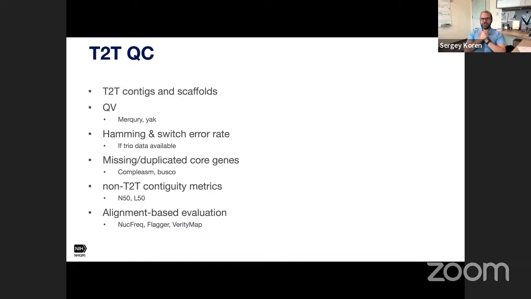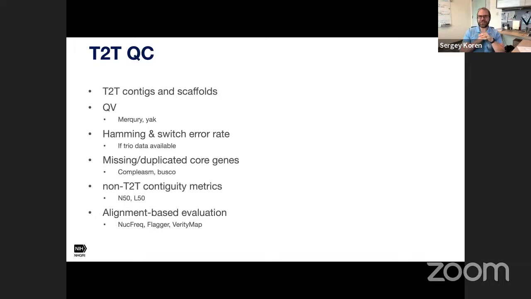We also rely on BUSCO or Compleasm, which I know there's a session on later in this BGA workshop, which identifies missing and duplicated core genes. And so this gives you an idea of if your genome is actually complete or if it's missing. It also is useful for detecting misphasing, because if you take a sequence from the maternal haplotype and mix it up and put it into the paternal, now the paternal genome is going to have duplication and the maternal one is going to have missing genes. So it's useful to look at that also to measure having a switch error rate, especially when you don't have a trio available to validate independently.